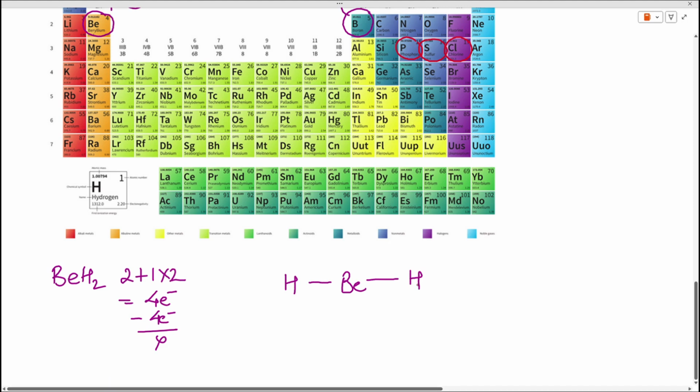Now you can clearly see that beryllium after sharing has only 4 electrons. On top of that, we do not even have any lone pairs on hydrogen which we can change into a bond pair with beryllium. So beryllium is good with its 4 electrons after sharing. Same way, boron is good with its 6 electrons after sharing.